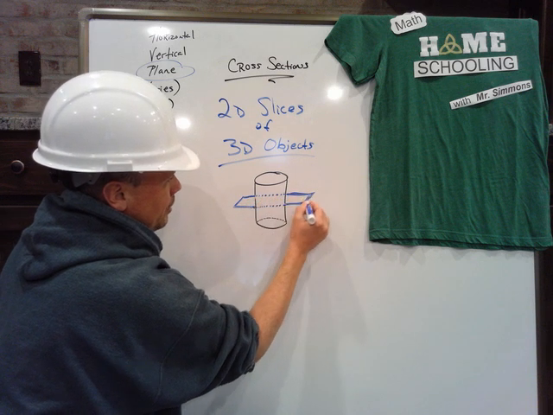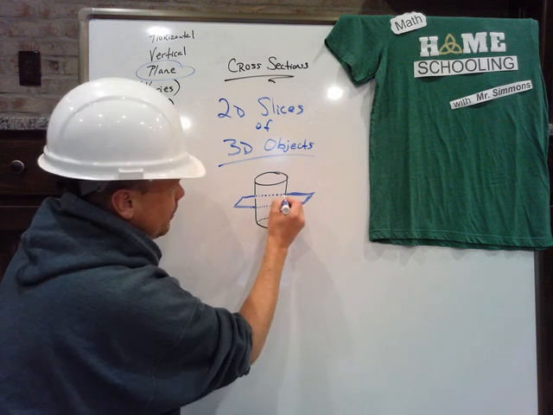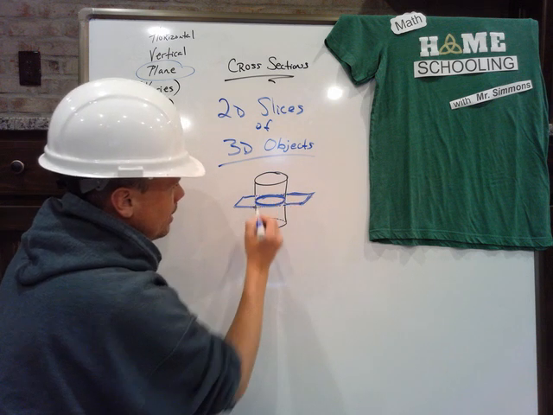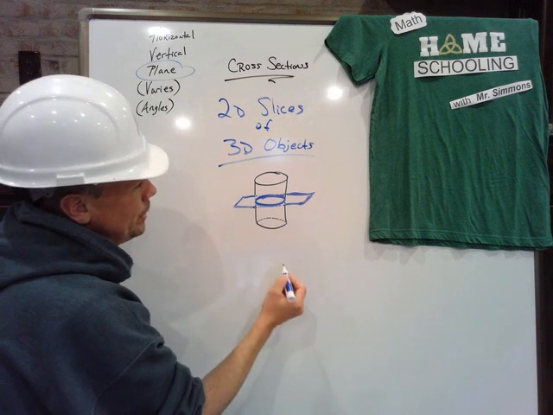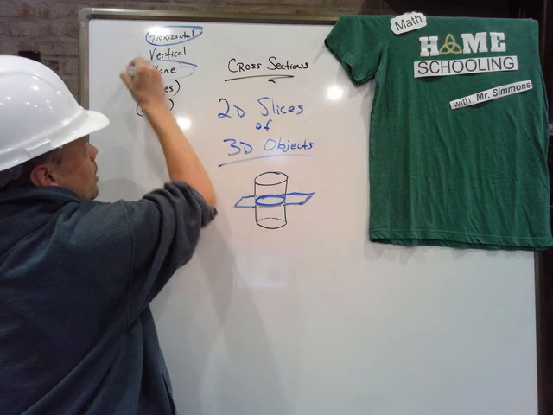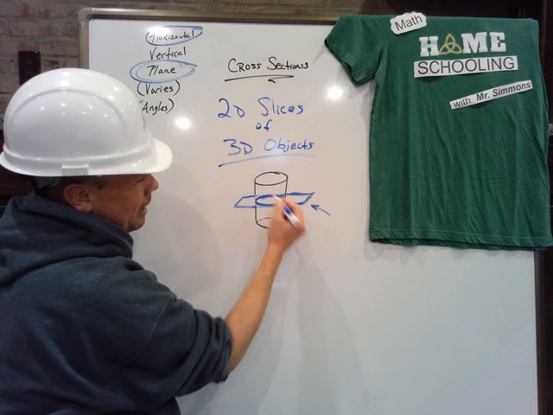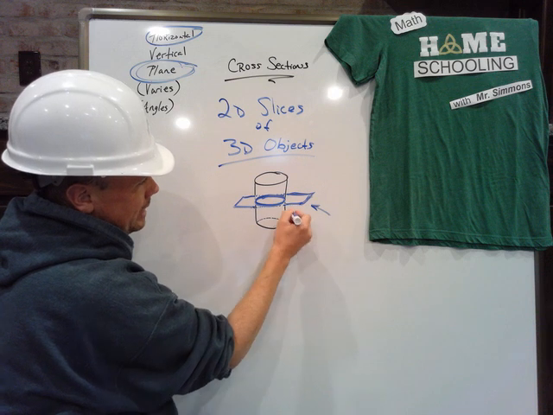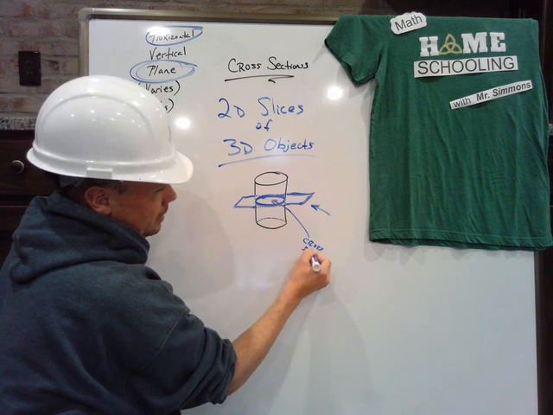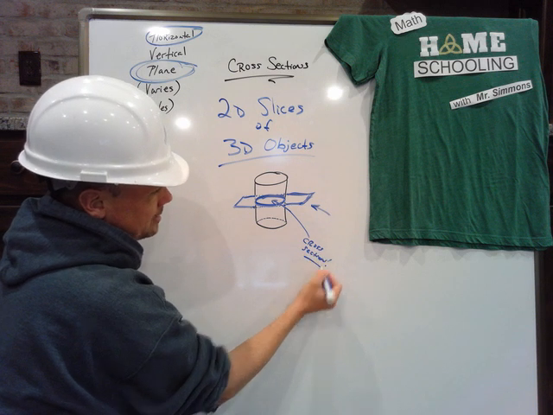But when I cut through the center there, what it's going to form is a circle. So this would be what we would call a horizontal plane right here. There's a horizontal plane, and it's a cross section, and the cross section that it creates is right here. So that's the cross section that's formed. In this case, we would get a circle.